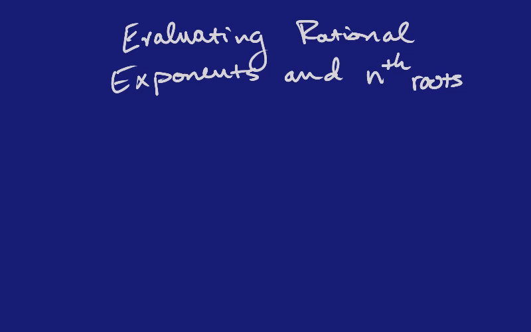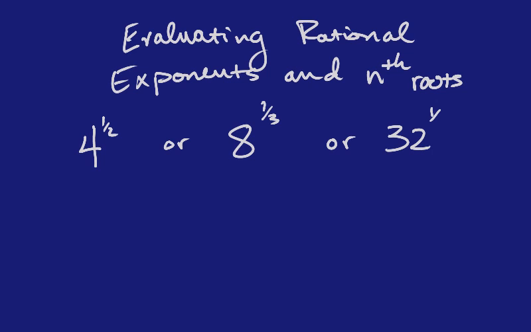So maybe you've never seen an exponent before as a fraction, so maybe something like 4 raised to the 1/2 power, or 8 raised to the 1/3, or 32 to the 1/5. If you were to put all those into your calculator, those would come out to be the same number. 4 to the 1/2 would end up being 2, 8 to the 1/3 would end up being 2, and 32 to the 1/5 would also end up being 2. And the question is, well, why is that?